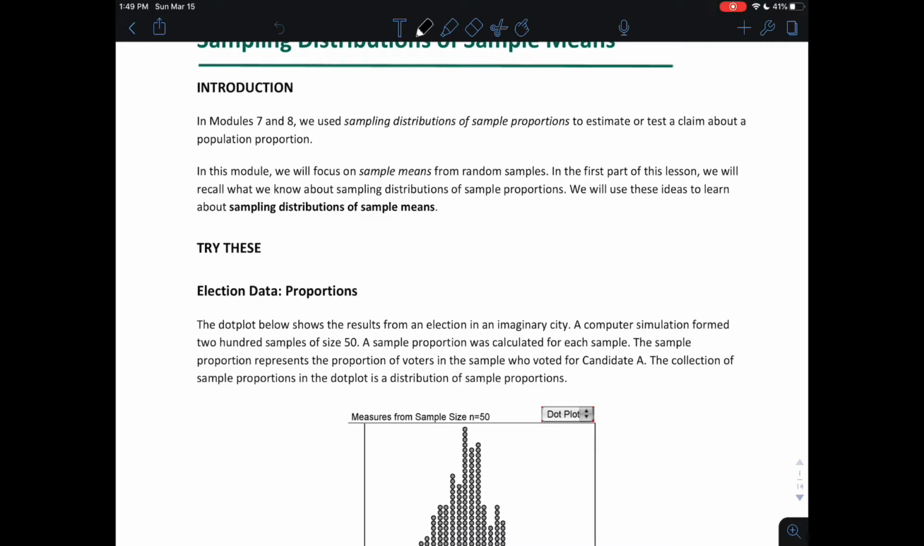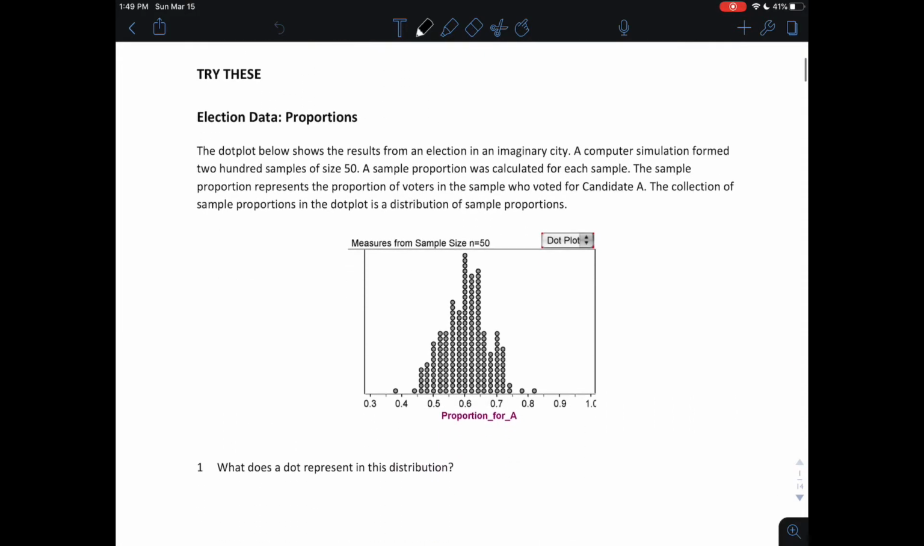In the first part of this lesson, we will recall what we know about sampling distributions of sample proportions. We will use these ideas to learn about sampling distributions of sample means. Try these. Election data proportions.